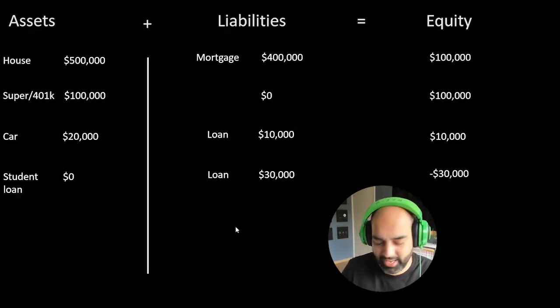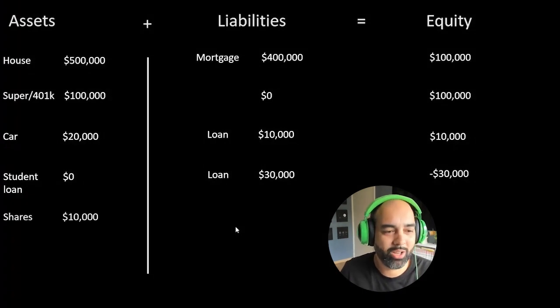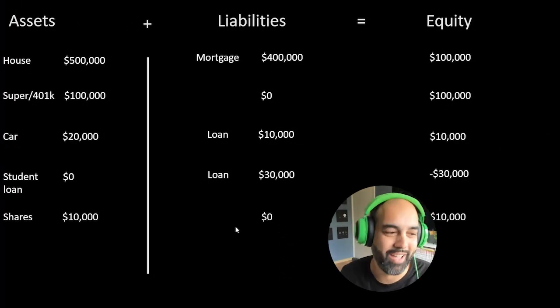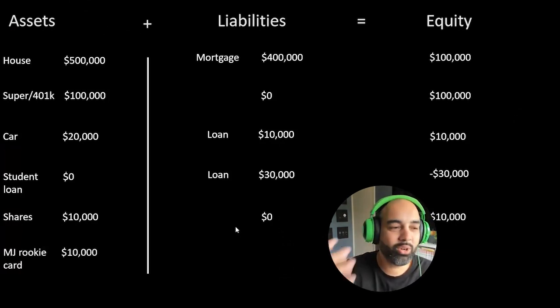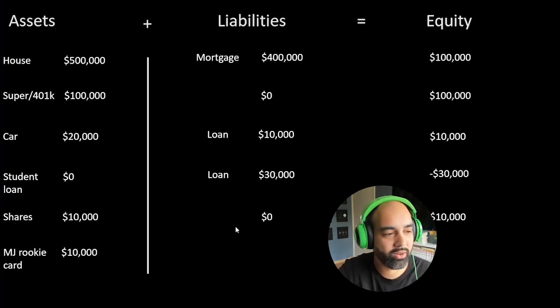Let's say you've also got some shares at $10,000. Chuck that in the assets column. Liability $0 because you bought that with post-tax dollars. Equity is $10,000. And let's also say you got a Michael Jordan rookie card because you're fancy, but it's not the top one. It's only a $10,000 one. So go through your collectibles, any gold you might have, Bitcoin, shares, bonds, write all that stuff down. Michael Jordan rookie card, $10,000, liability $0. So your equity is $10,000.